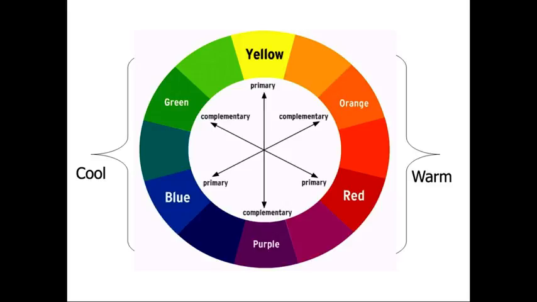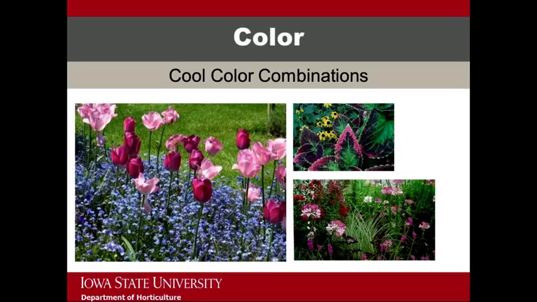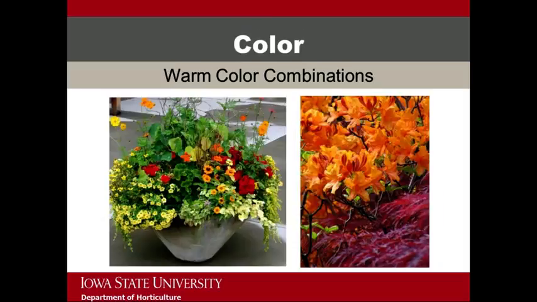In the landscape design world, green is considered a cool color, but it is also considered a neutral color because almost every plant has some sort of green stems or leaves. Here are some wonderful examples of gardens designed with cool colors. And here are some warm color combination examples.